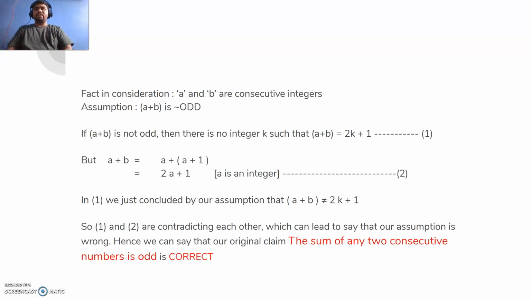So now let's start with proving by contradiction. Let's understand the fact first. Now, what is the fact in consideration? That a and b are two consecutive integers. So let's start with the assumption.